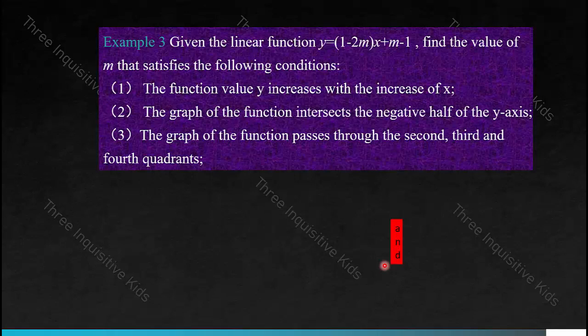Example 3. Given the linear function y is equal to (1 minus 2m)x plus m minus 1, find the value of m that satisfies the following conditions. First one, the function value y increases with the increase of x. 2. The graph of the function intersects with the negative half of the y-axis. And 3. The graph of the function passes through the second, third, and fourth quadrants. Now, if you've taken notes before, you can now refer back to them to help you easily solve this problem.